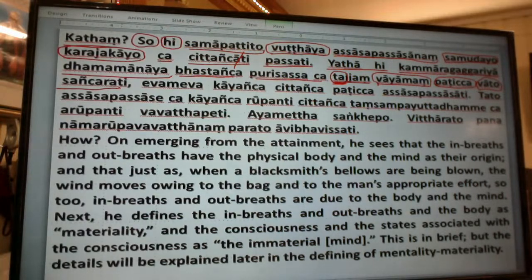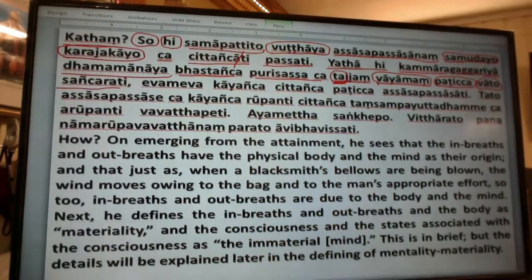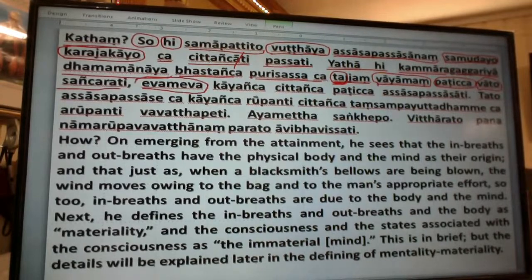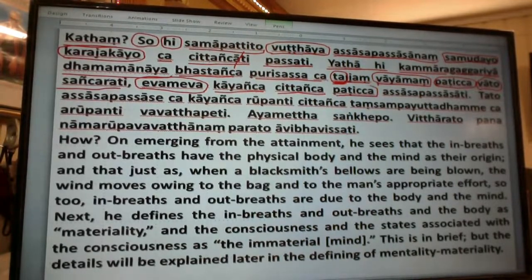So the example is compared with the meditative situation, what happens at the time of meditation. So evameva, very similarly. Evameva, similarly, kayanja, the physical body also, chittanja, the mind also. So rupa and nama, isn't it? Two. Paticca, depending on these two, body and mind, nama and rupa.